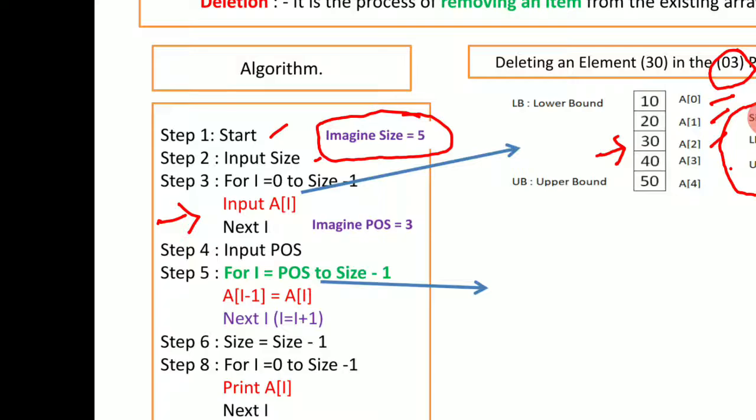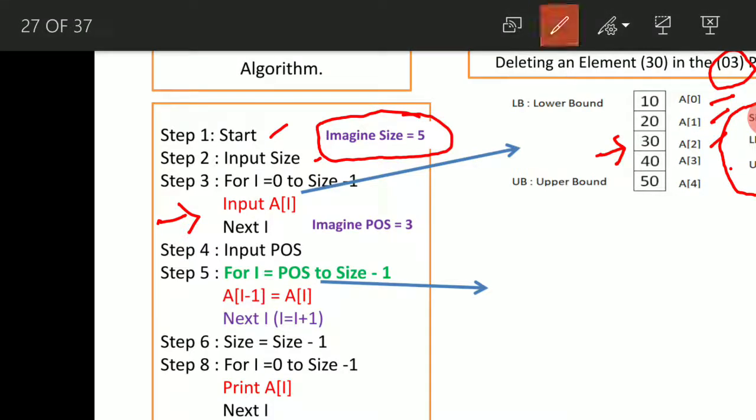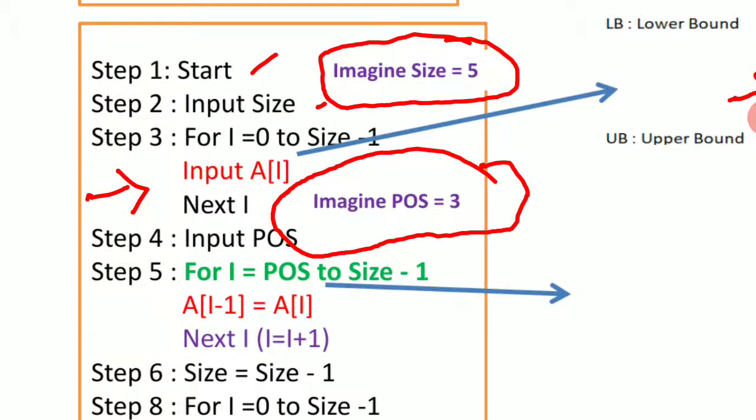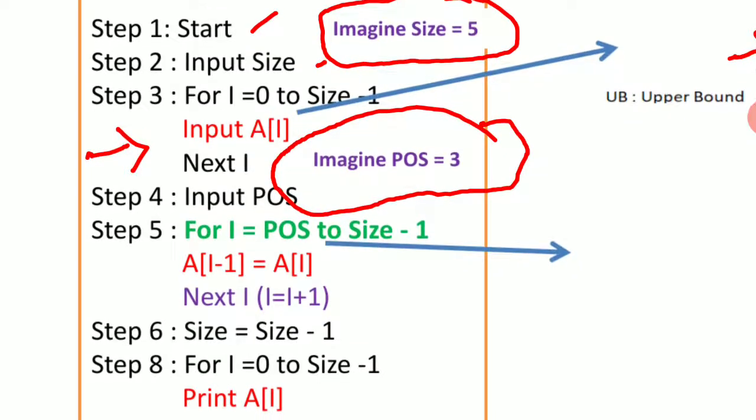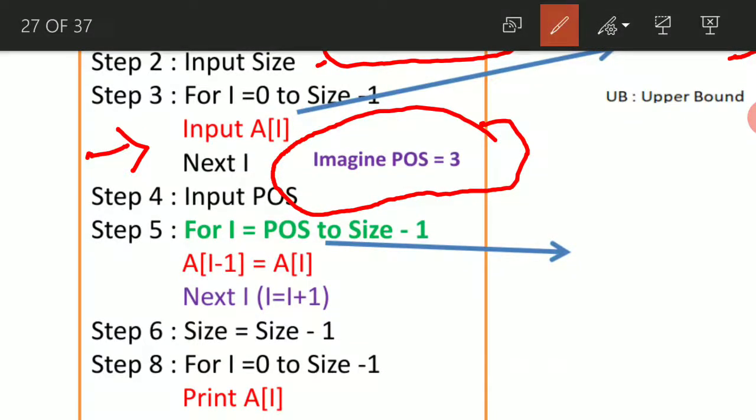In an algorithm of deletion, we require its position. Which value has to be removed? Here I said imagine position equal to 3. When the position value becomes 3, now we are going to concentrate on step 5, where I value is equal to position.